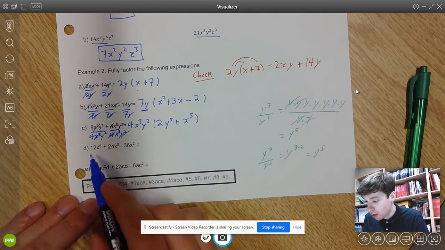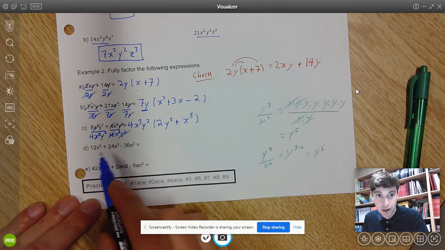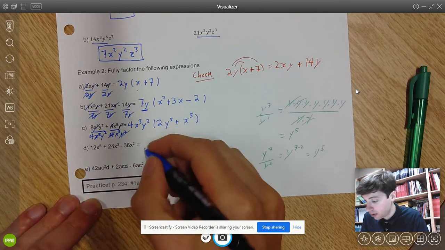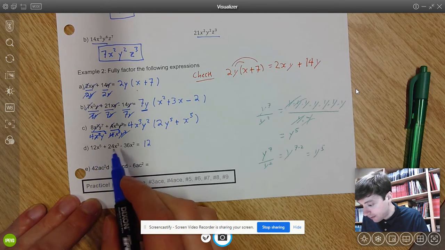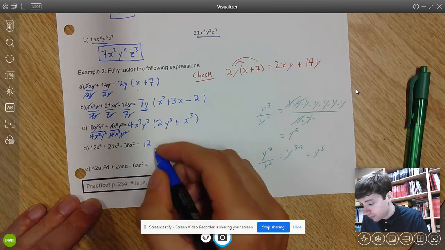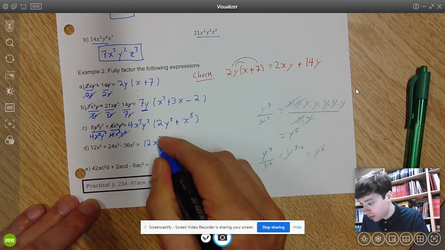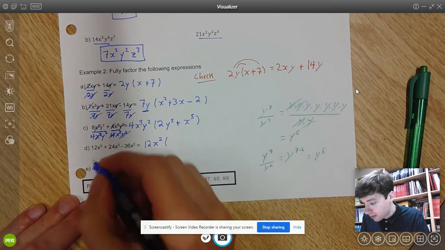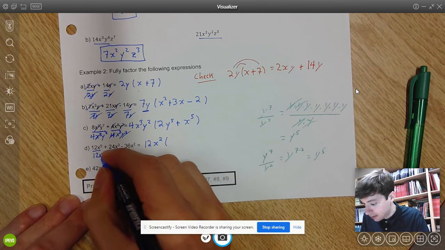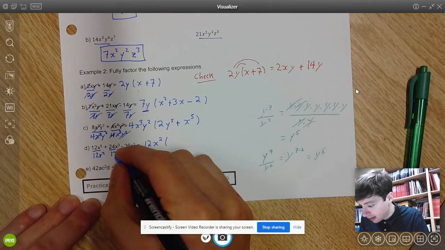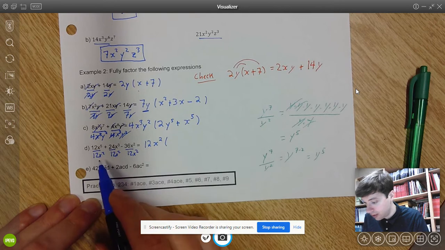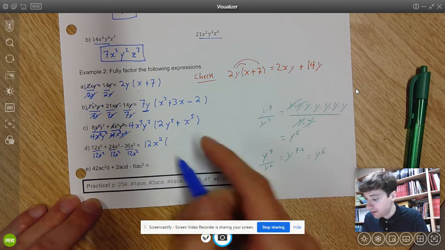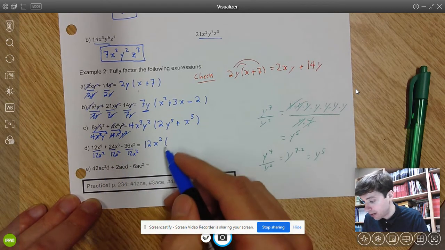So let's keep going. What do the coefficients share? 12, 24, and 36. Well, they all share 12. I can divide each of those coefficients by 12. X to the 5, x to the 3, x squared all share at least 2 x's. So then I'm going to divide each of these terms by 12x squared. And if you don't need to write the 12x squared on the bottom, that's fine. You're going to do the division in your head as we practice.